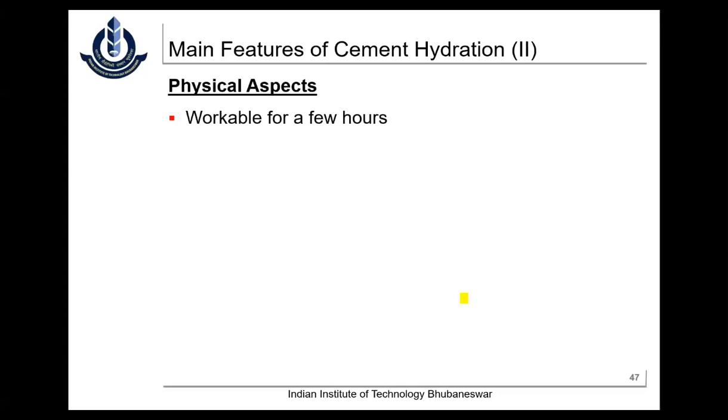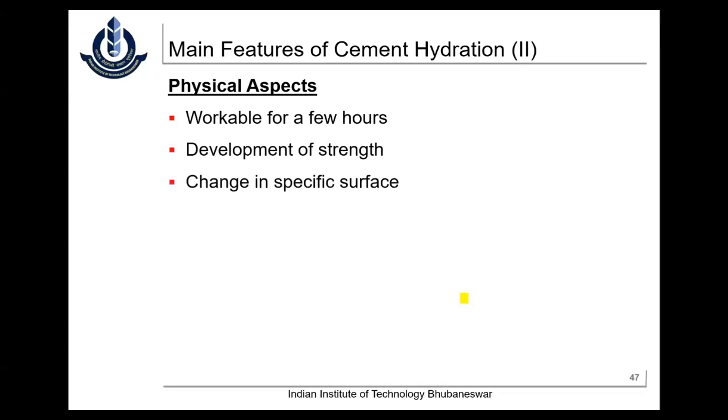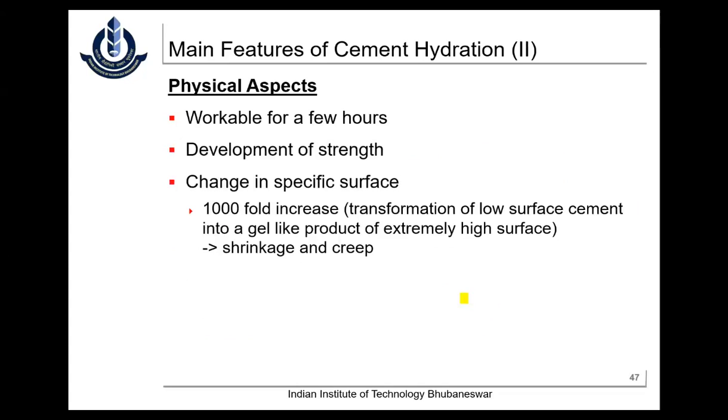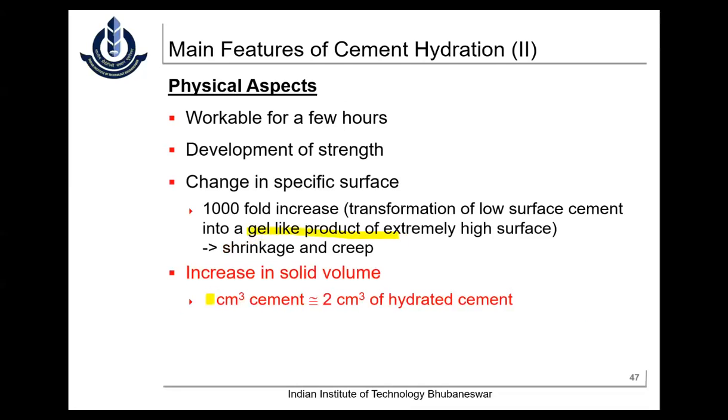And this is the physical aspect. If you look at workability for hours, you have to modulate the cement in such a way that it develops strength. The change in the specific surface area over a period of time is a 100-fold increase, like strings turning into a gel-like product, with extremely high surface area, and there is an increase in the solid volume. If you look at 1 meter cube of cement coming in contact with water, you get 2 meter cube of hydrated cement. There are definitely some volume changes.